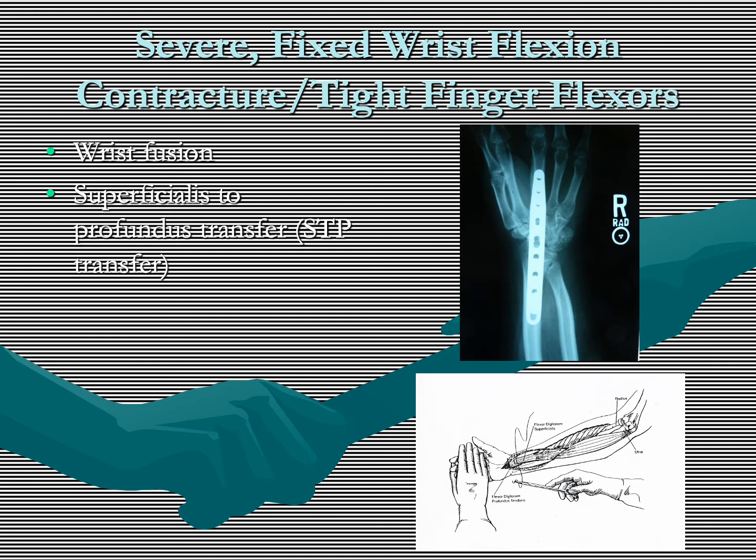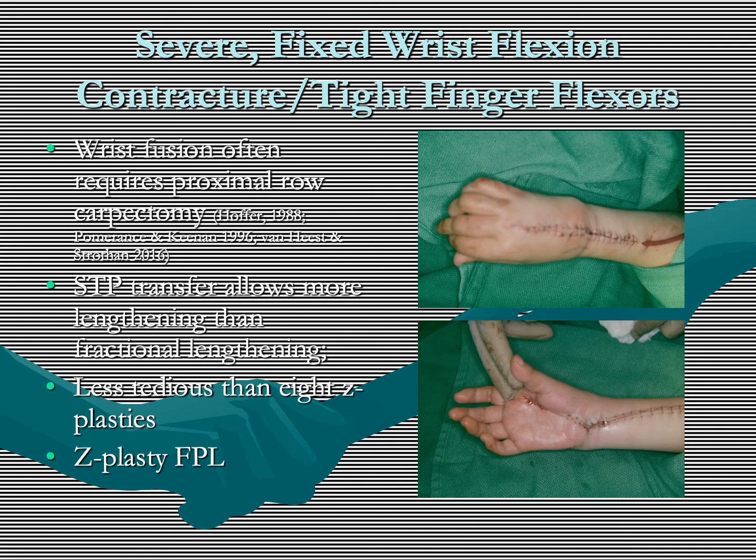In cerebral palsy and in most other cases these days, it's done with a wrist fusion plate like you see here. And on the lower right, you can see the game plan for the superficialis to profundus transfer. You cut the superficialis distal, you cut the profundus proximal, and if you sew them together, you can get the hand open. Wrist fusion in cerebral palsy typically requires a proximal row carpectomy, and the bones of the proximal carpal row can be used as bone graft.